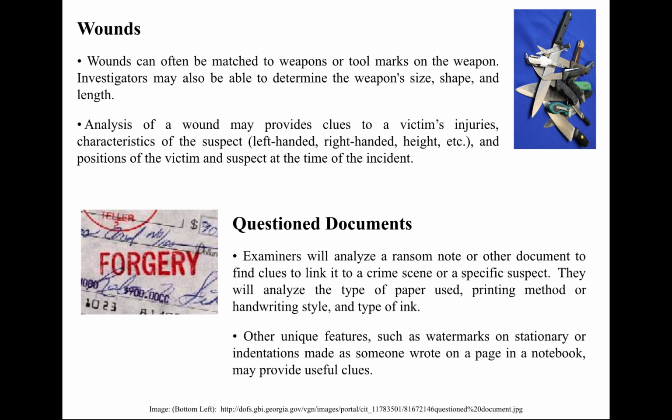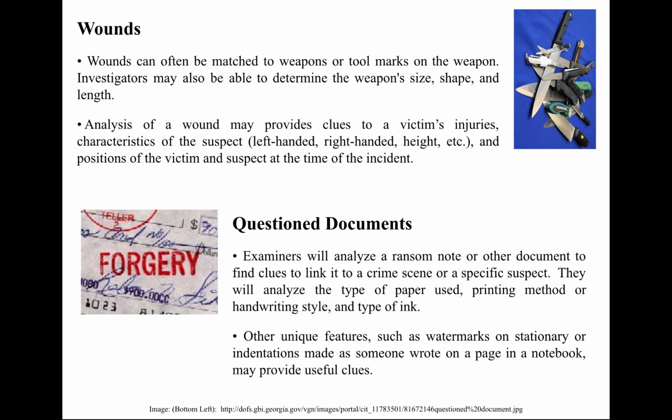Wounds can give you information about the weapons or tools that created the wound. And you can also maybe determine the size of the weapon, the shape, and the length. And analyzing the wound can provide clues about the victim's injury, characteristics of the suspect, whether they're right or left handed, short or tall, and how the suspect and the victim were positioned relative to each other at the time of the crime.